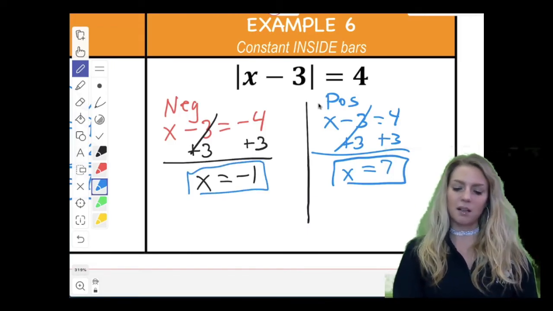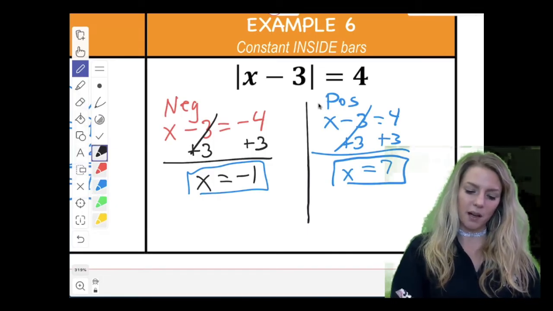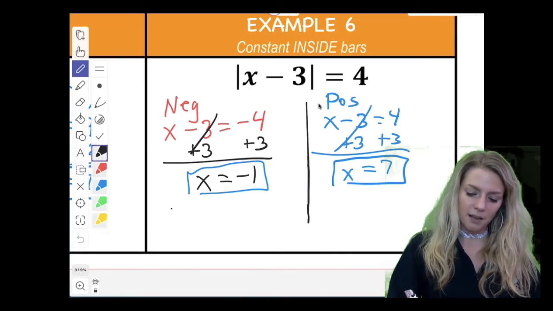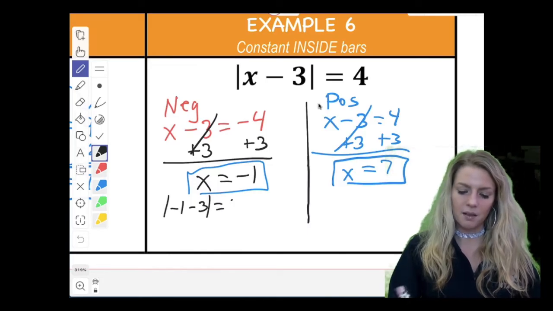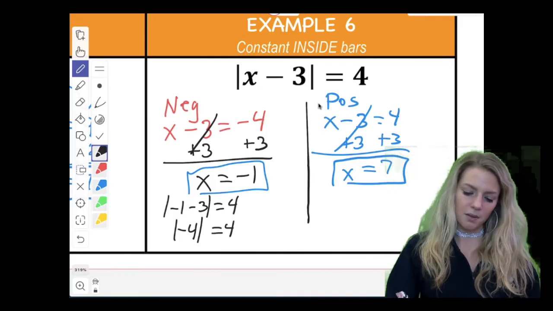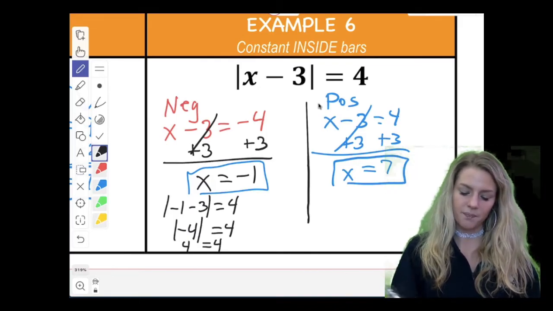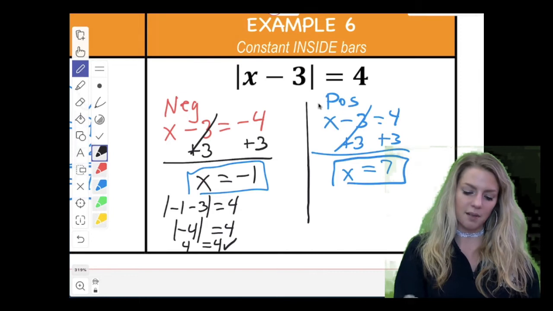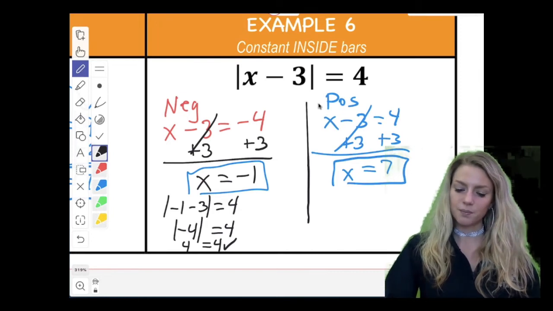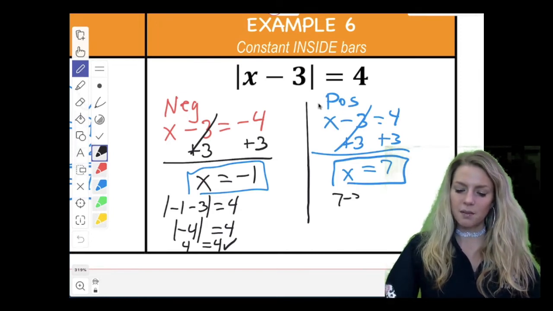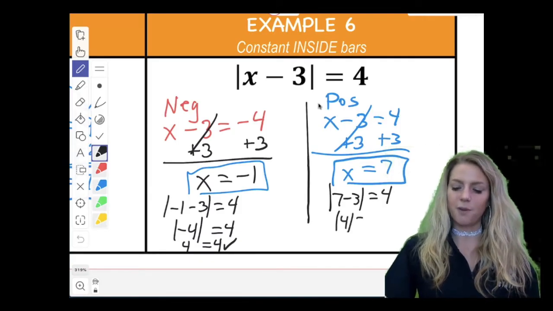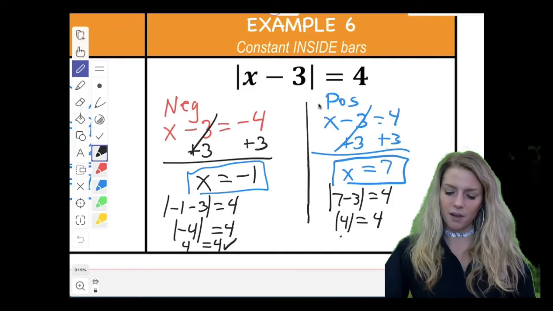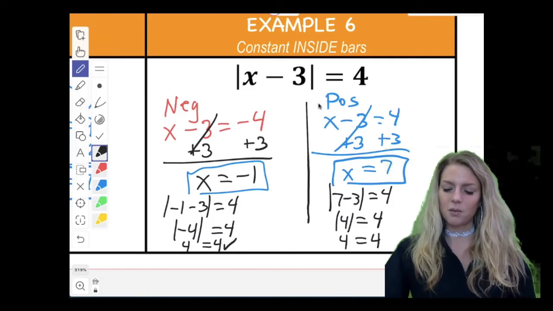Let's go ahead and check to make sure that both of them work out. So I've got negative 1 minus 3, all in bars. I got negative 4, and the absolute value is 4. So this one does check out, but so does the 7. So I'm going to do 7 minus 3 equals 4, and the absolute value of 4 does equal 4, so this one also checked out.